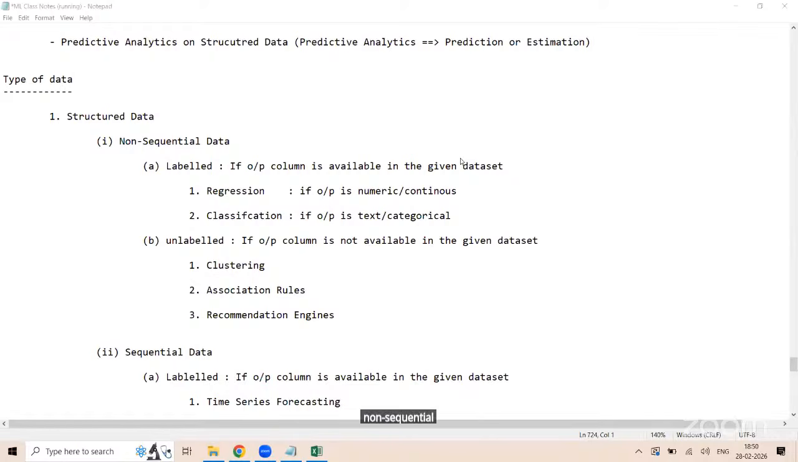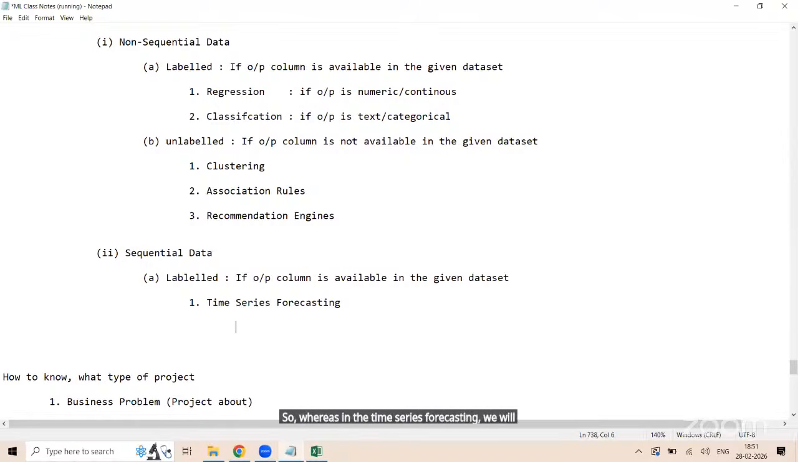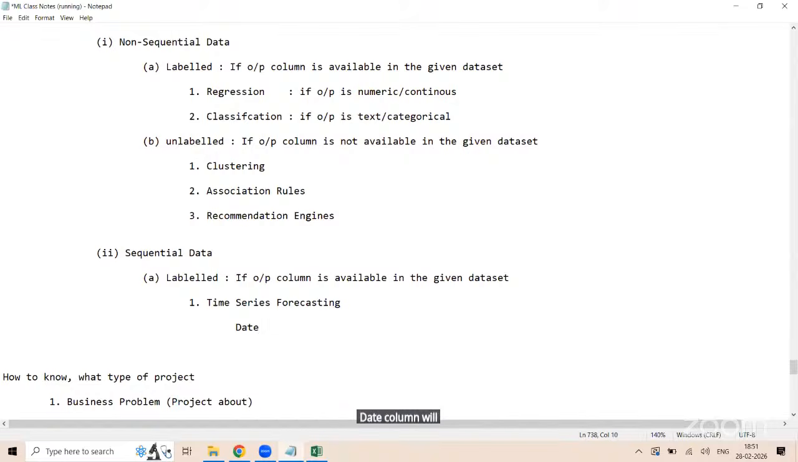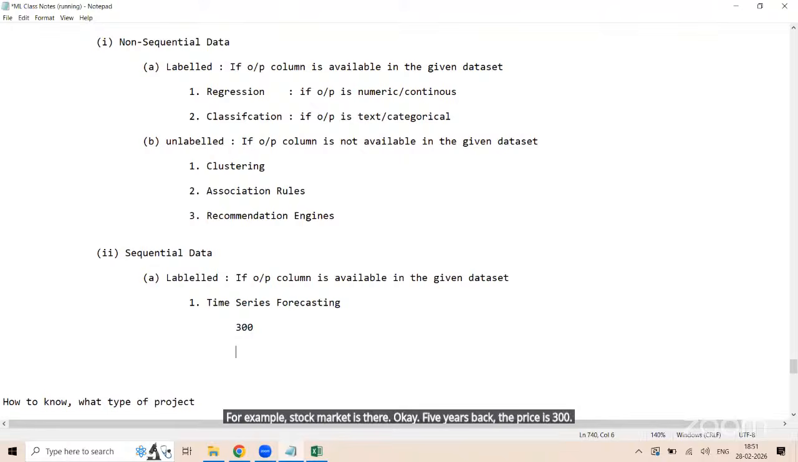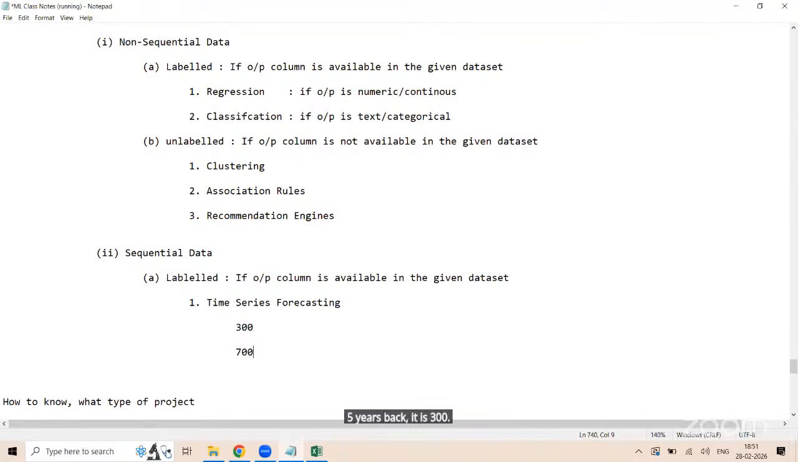Non-sequential means the order of the records does not matter. Whereas in time series forecasting, we will have a column called date. The date column will be there, and based on that date column, the order is important for us. For example, take the stock market. Five years back, the price is 300. Today, the price is maybe 700. Assume, let's take an example.